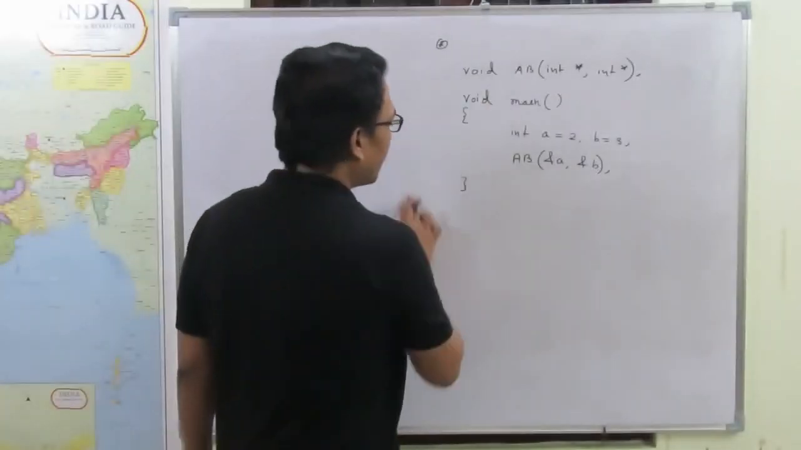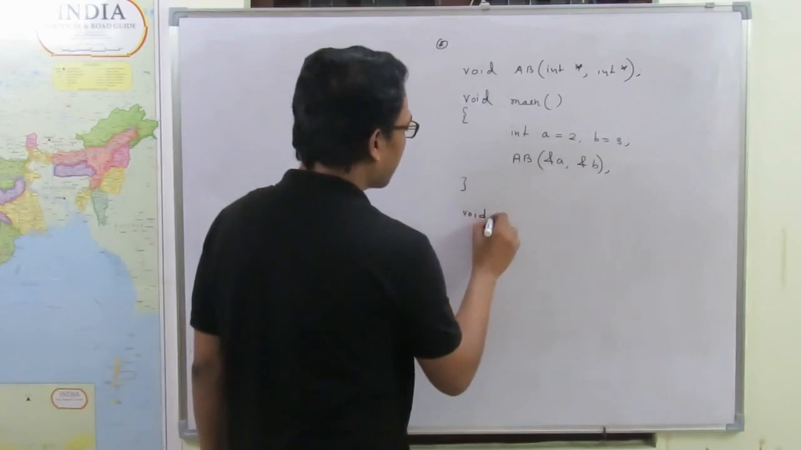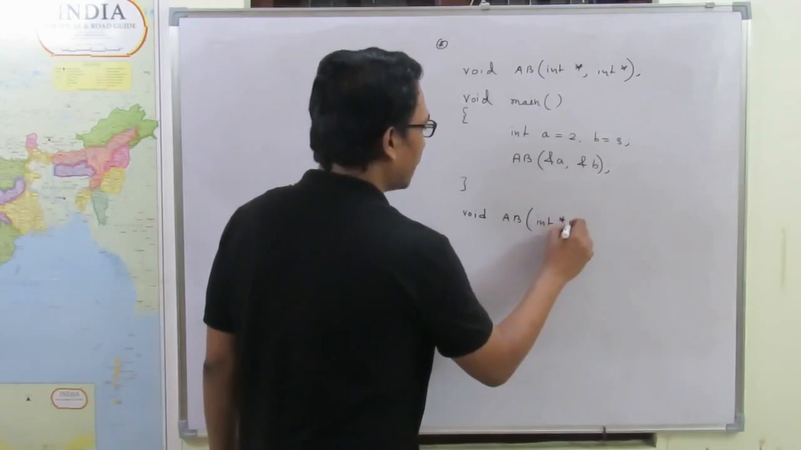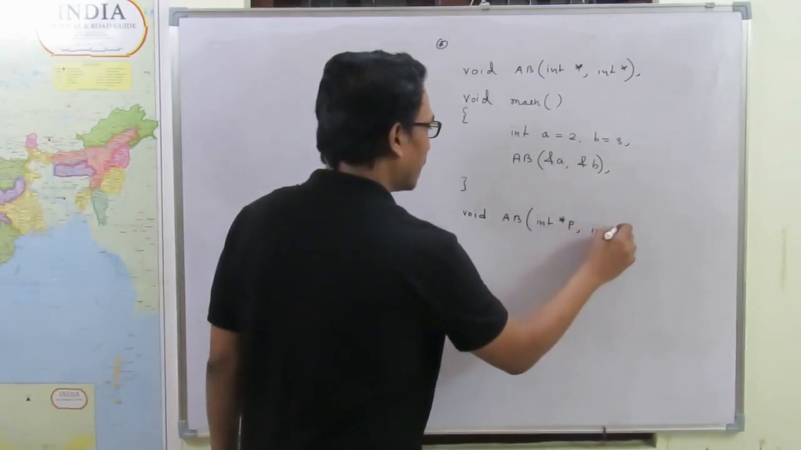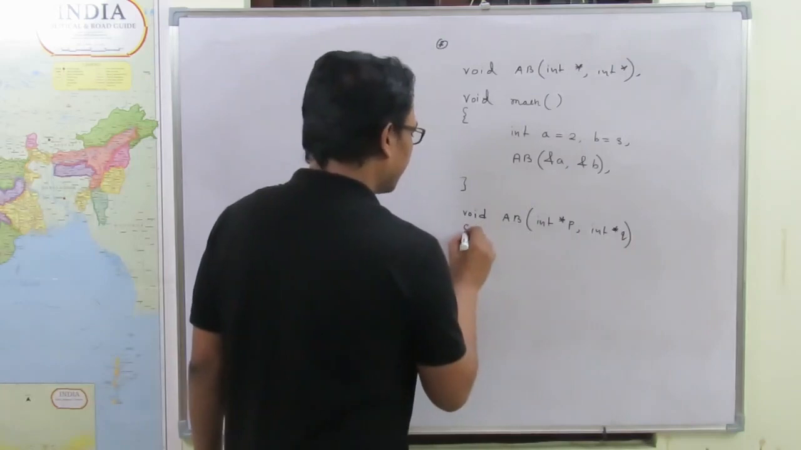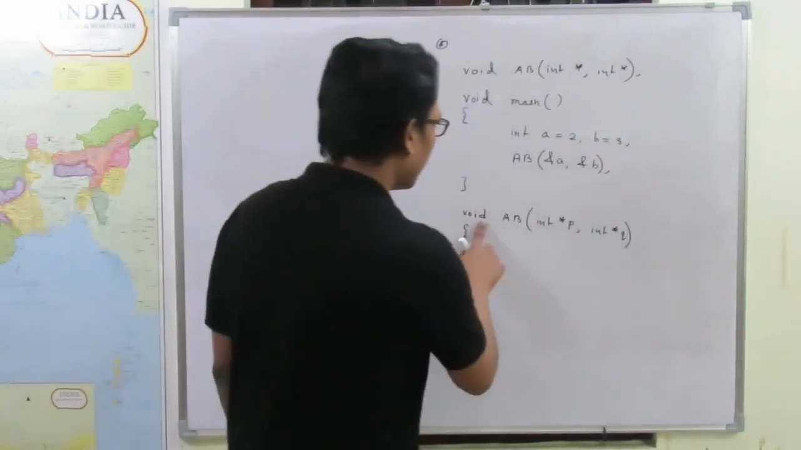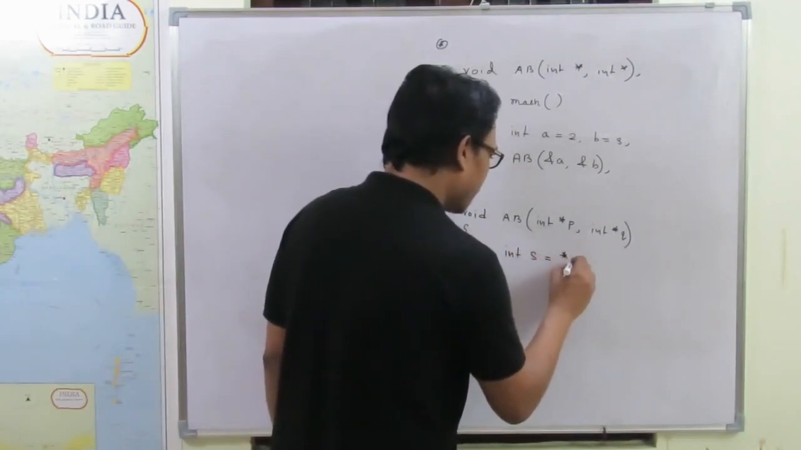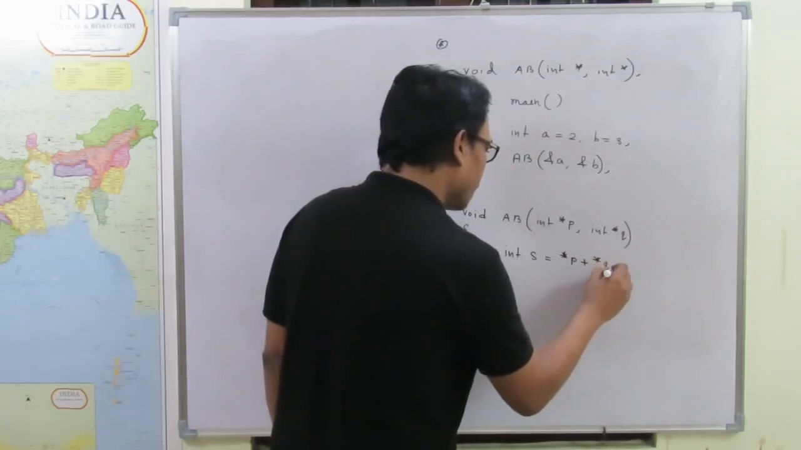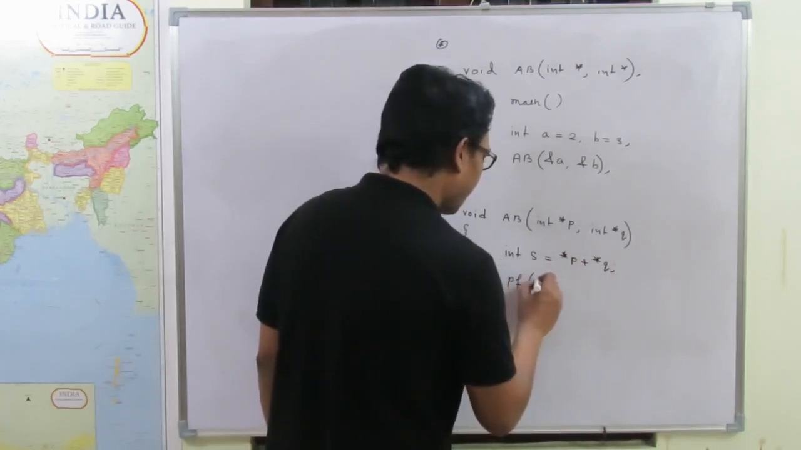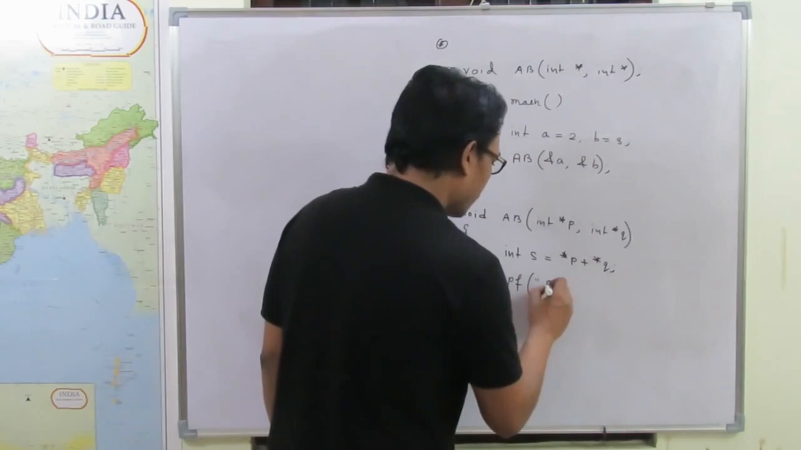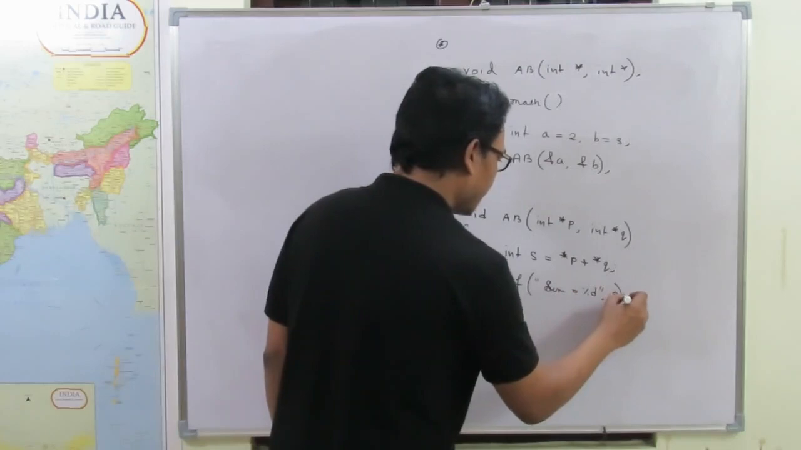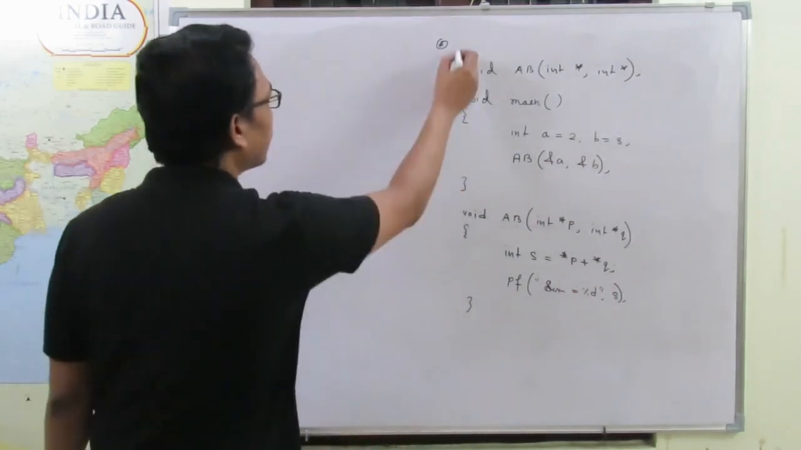Next we need to define the function. So void ab, int asterisk p comma int asterisk q. Now inside this function, int s equal to asterisk p plus asterisk q, then printf sum equal to percentage d, then s. Now let's execute the program.